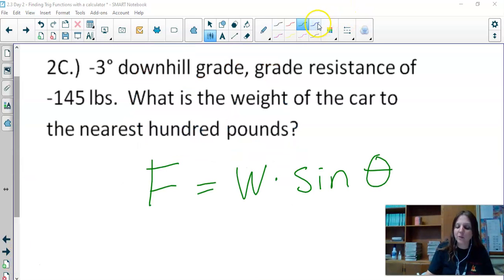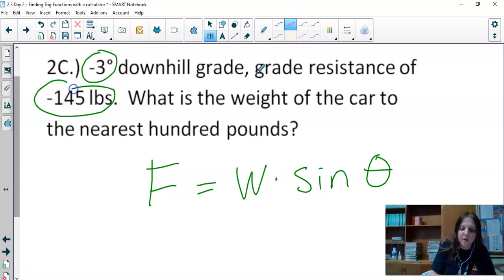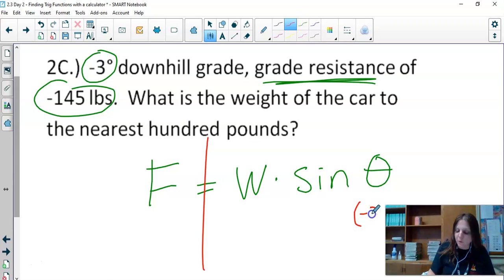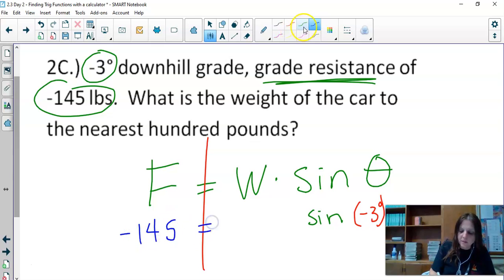Okay, this is your last one. And you can see that we have a degree and we have a grade resistance. So plug those in as needed. 3 degree downhill grade, that means we're putting the negative 3 degrees here. That's part of the sine. We also know the grade resistance, that's your force, negative 145. And we're looking for the weight of the car to the nearest 100 pounds.